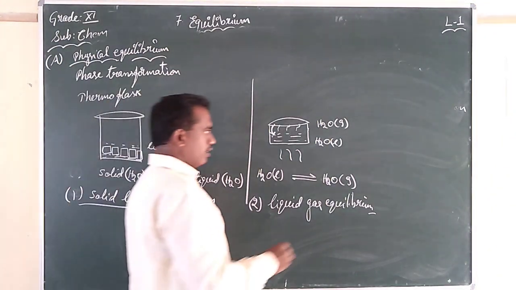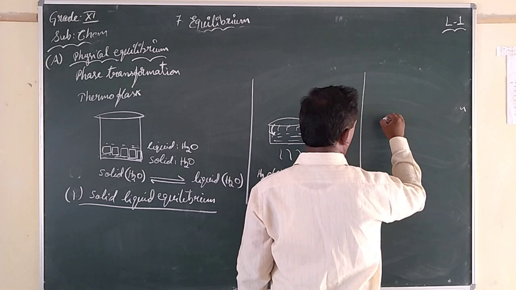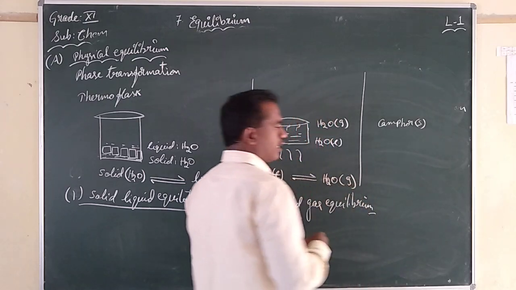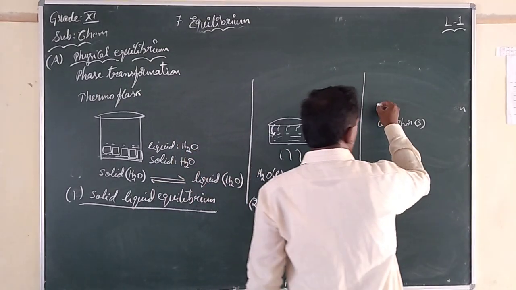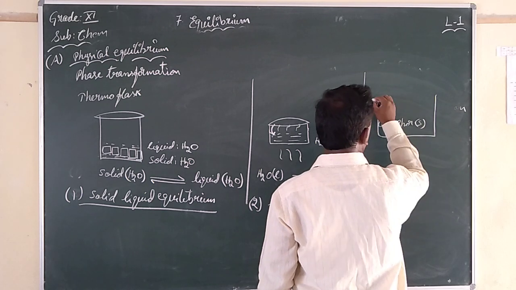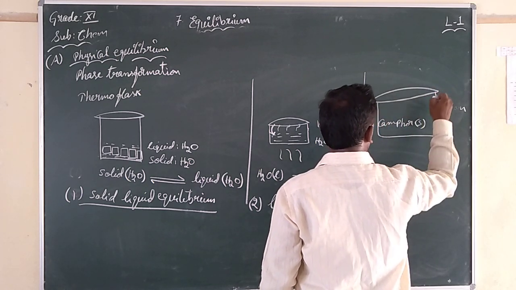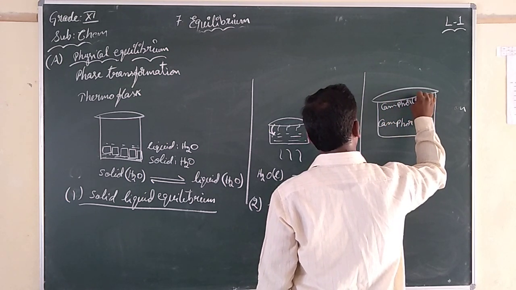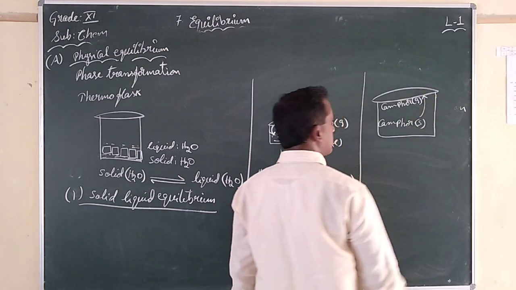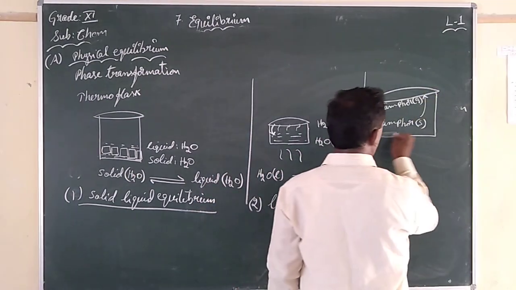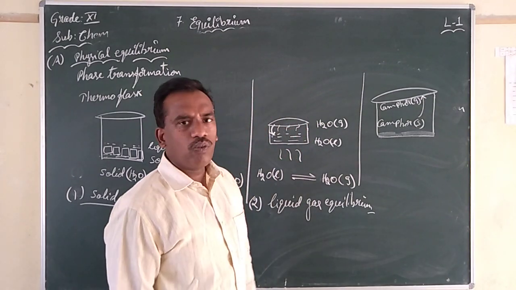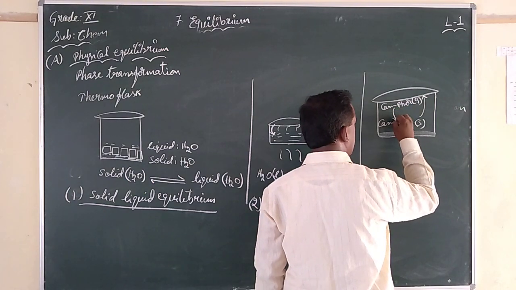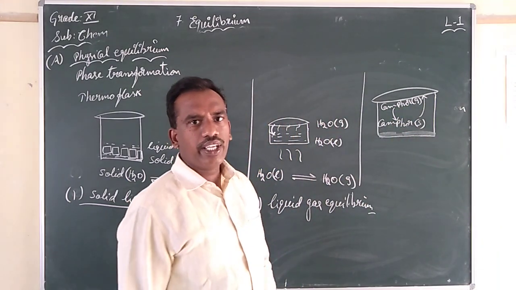One more example I take. We know camphor, children. Generally camphor will be in the solid state. If you take camphor in a closed container, you will observe this solid camphor will change into gaseous camphor. And later what do we observe? The amount of gaseous camphor that was changed is again converting into solid camphor.